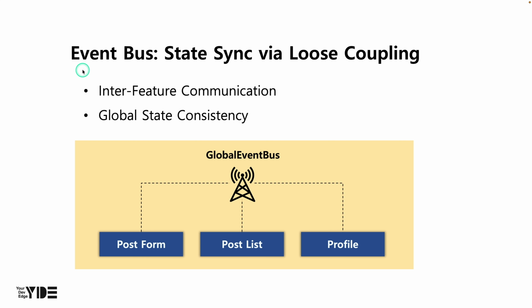In particular, this project introduced an event-based architecture to solve the communication between features, a common challenge developers face in real-world work. We'll demonstrate implementing an elegant state synchronization system that instantly reflects post creation, modification, deletion, and profile update in the post list or search results. This is achieved through loose coupling that allows data exchange without mutual awareness.